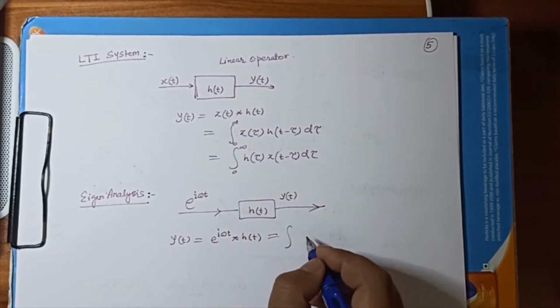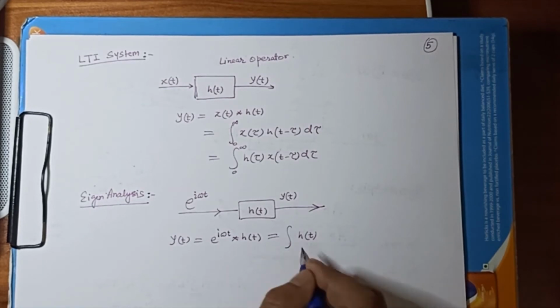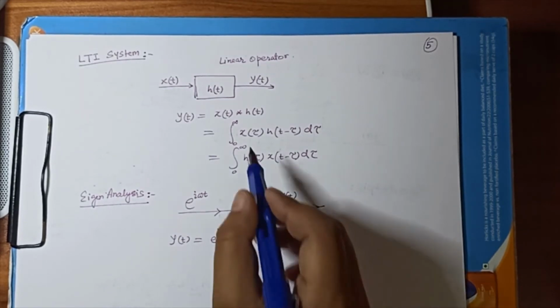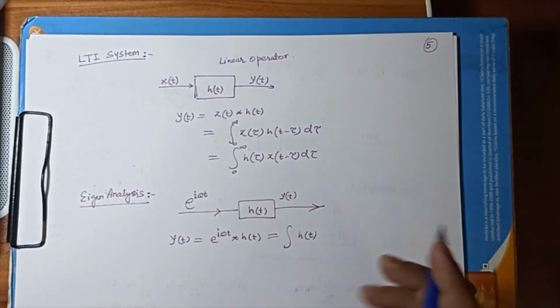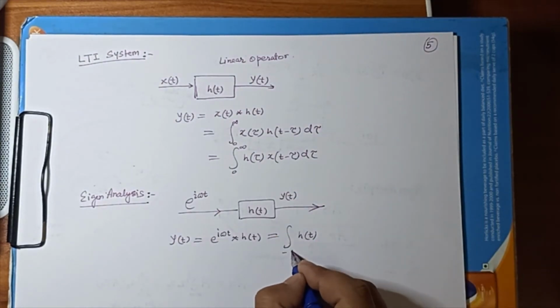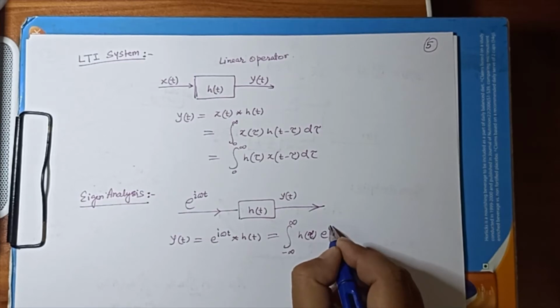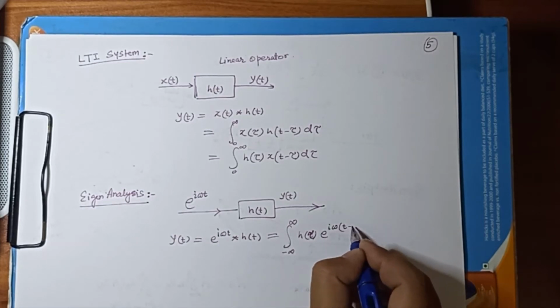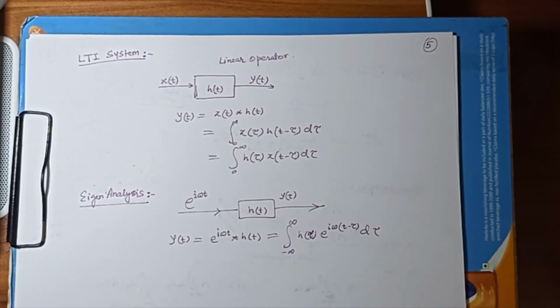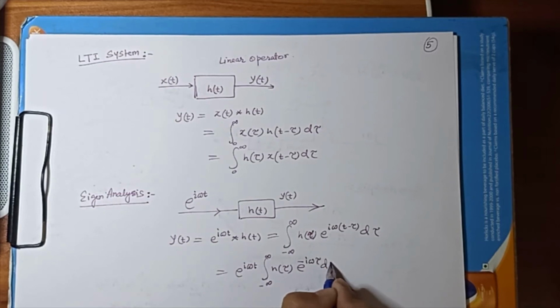the integral of h(tau). I can take the integral to be minus infinity to infinity also, because h(t) by itself is defined for positive time, so it does not harm anything. h(tau) e to the power i omega (t minus tau) d tau. That's the convolution integral, which will be equal to e to the power i omega t goes out, and the rest is h(tau) e to the power minus i omega tau d tau. What is this? This is the Fourier transform of h(tau). So you get h hat(omega) e to the power i omega t.